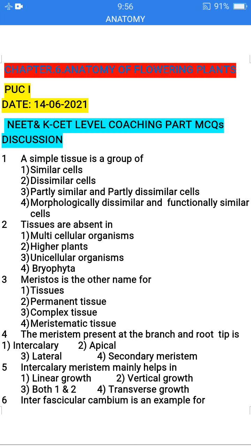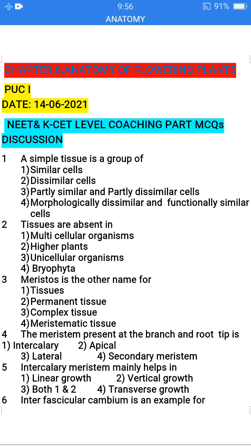Next, second question. Tissues are absent in. Let's see the options. First option, multicellular organization. 2, higher plants. 3, unicellular organisms. 4, Bryophyta. We had a detailed explanation of this concept in the class. Hope you can answer this question. So guess the correct answer, students. Tissues are absent in unicellular organisms.